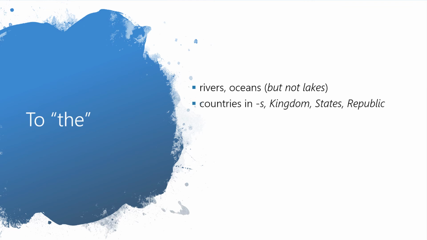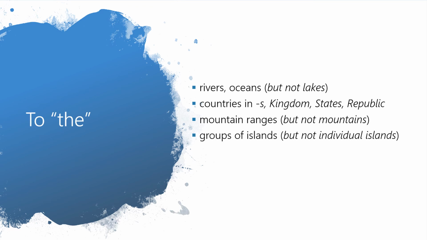So, what is the rule? When do we use the article "the" with geographical names? We use it with rivers and oceans, but not with lakes. We use it with countries which end in S or have kingdom, states, or republic in their name, like the Czech Republic. Then we use it with mountain ranges, but not mountains. We use it with groups of islands, but not individual islands. And we use it with deserts.